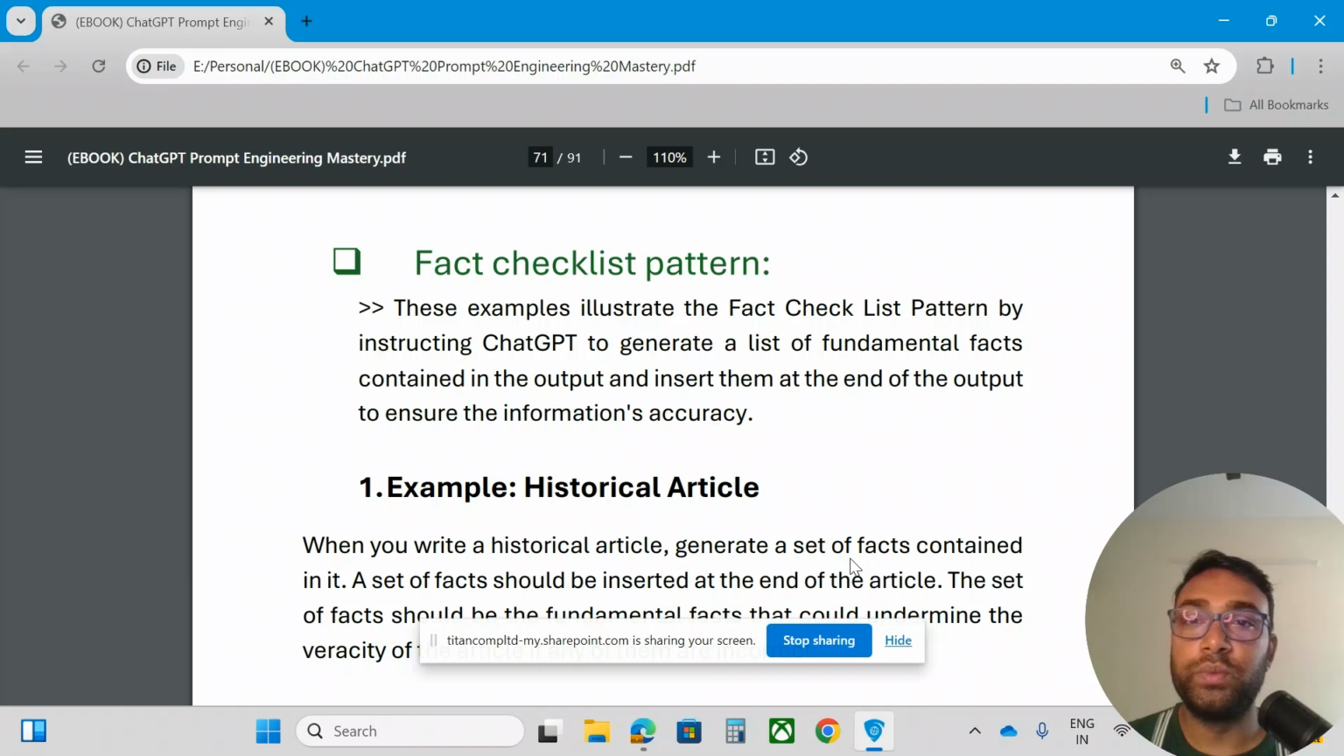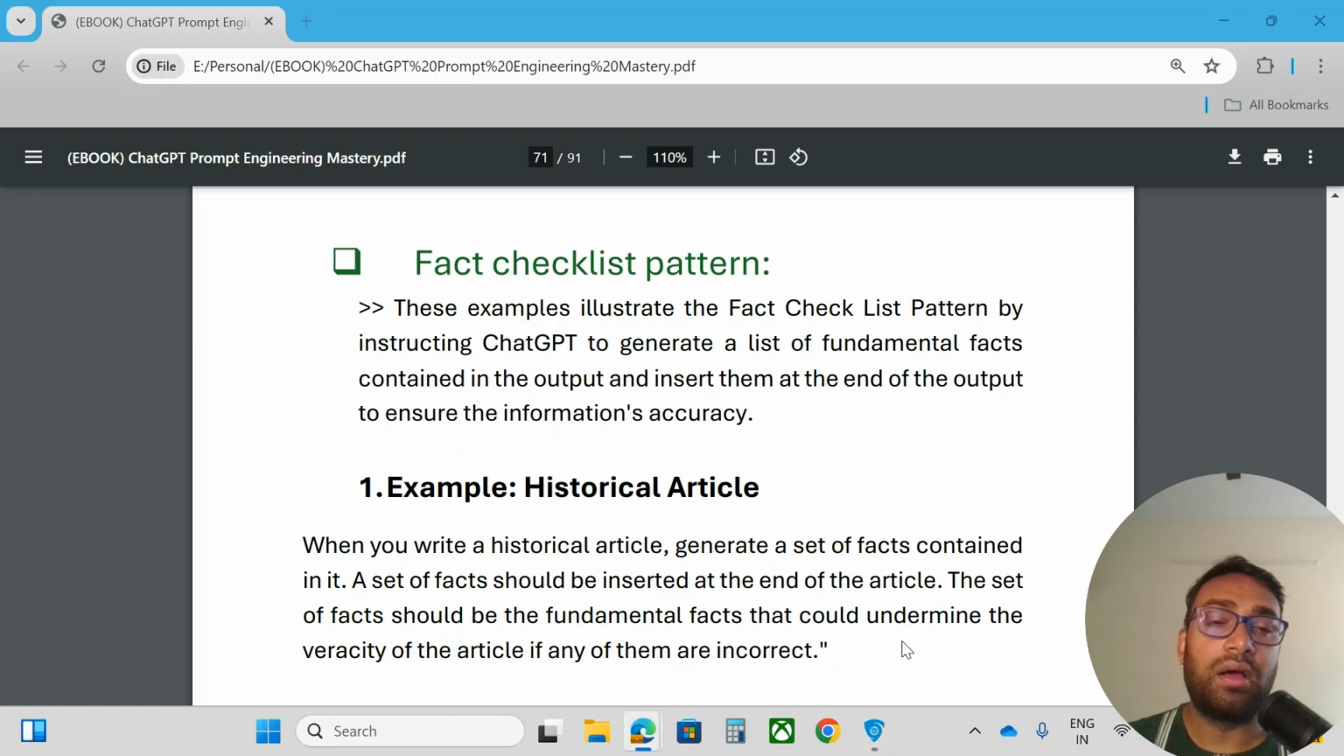So in this video, we will learn the fact checklist pattern. This is also a very powerful pattern. The concept behind it is, suppose we want to know something from ChatGPT or any other artificial intelligence tool. We will ask some question to ChatGPT, and in that case, we will ask it to include some facts so that it can be easier to understand.